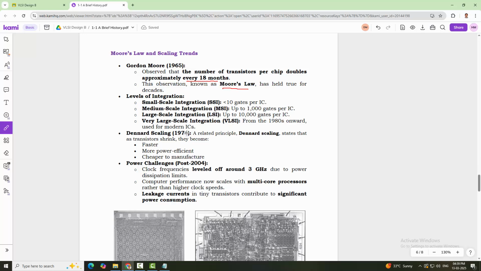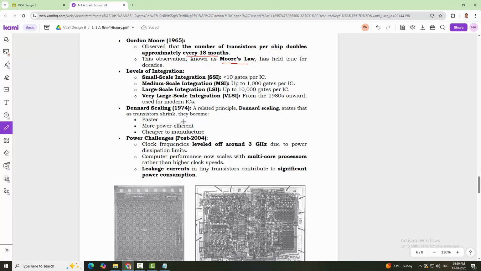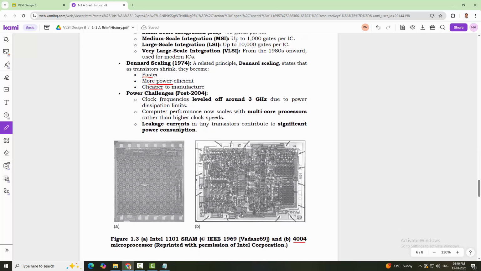And we should also look at the scaling, Dennard scaling. Dennard scaling is a principle arrived at by Dennard in 1974, which states that as transistors shrink, they become faster, more power efficient, and also cheaper to manufacture. Okay, so these are certain advantages we have when the transistor dimensions are reduced.